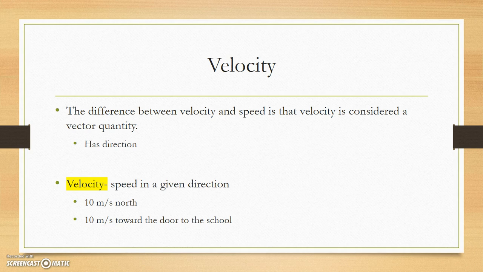The last thing I want to tell you about is velocity. Velocity is speed in a given direction. So velocity is what's called a vector quantity. It means it has a direction. So 10 meters per second north or 10 meters per second toward the door to the school are all velocities because they have direction. If I just said 10 meters per second, that's speed.